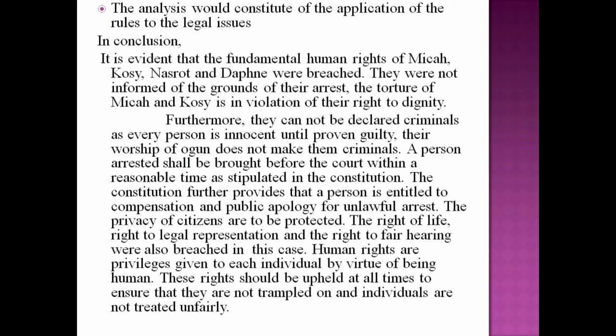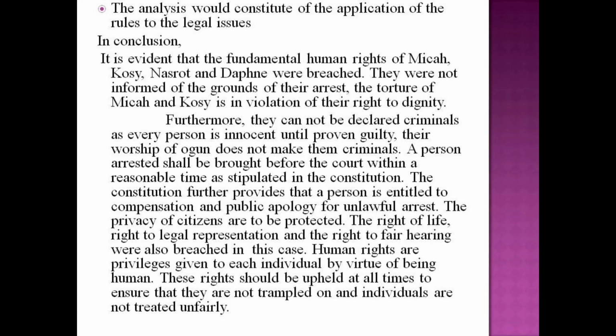The lockup of Nasrat and Daphne is against their right to personal liberty and dignity. Their right to privacy was invaded. Kosi had a right to life, and Kosi had a right to remain silent as well in the absence of a legal practitioner. So you apply the sections that you provide in answering your problem questions to the issues that you have given. You apply them, give instances, and exceptions as provided in the laws. You also apply the cases. Sometimes some cases may be similar to the problem questions. You apply the cases, the general principles of law, and what the court has decided into the issues given, and that will all be contained in your analysis.